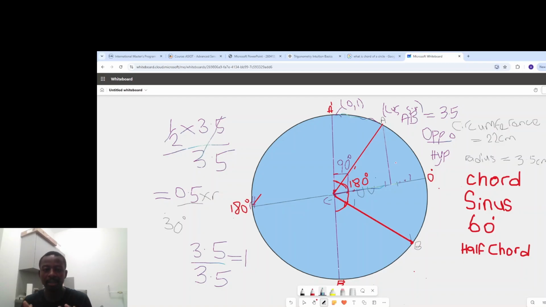And again, for angles between 0 to 180, when you take the sine of them, you always get positive values because those points are above the horizon. And for angles between 180 degrees to 360 degrees, when you take the sine of them, you always get negative values because those points are below the horizon.